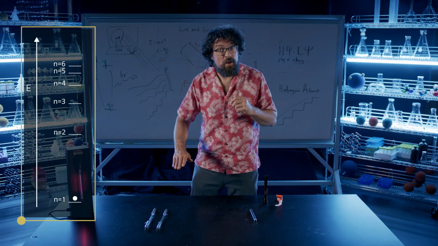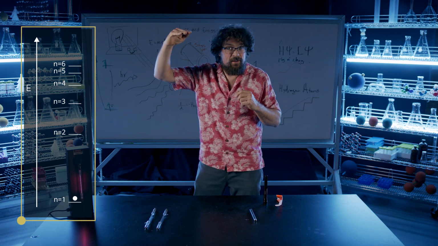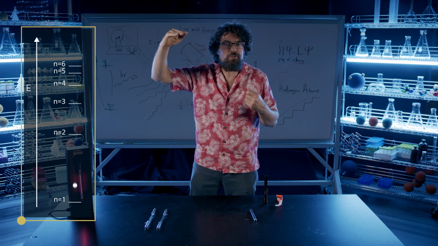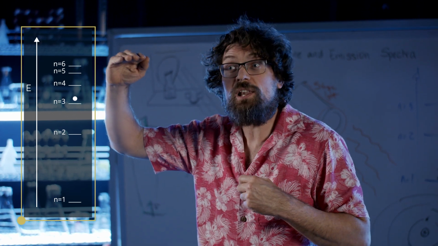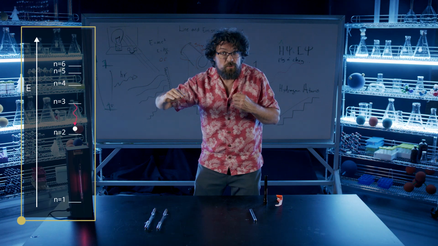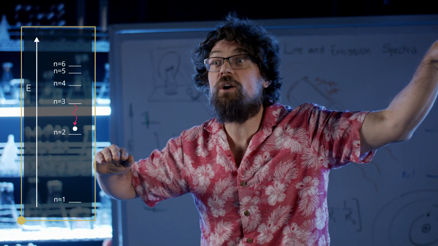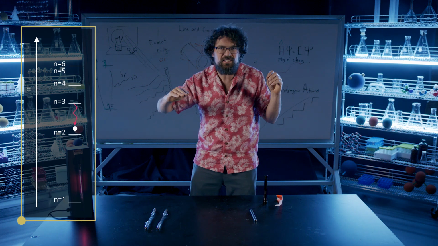It can absorb the right amount of energy to be promoted to a higher energy level, for example, N equals 3. The excited electron then transitions to a lower energy level. In this case, from N equals 3 to N equals 2, giving off a red photon with a specific energy and wavelength of 656 nanometers.